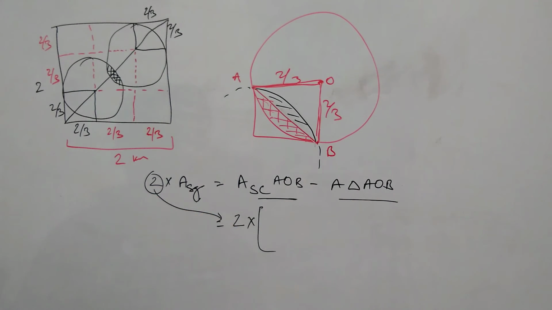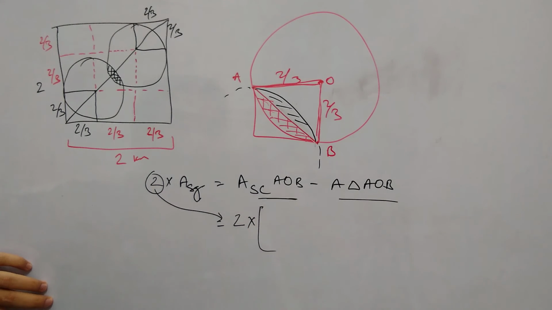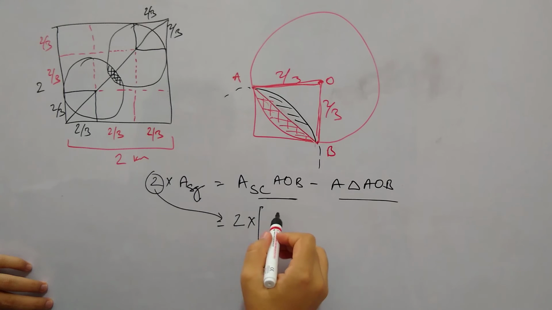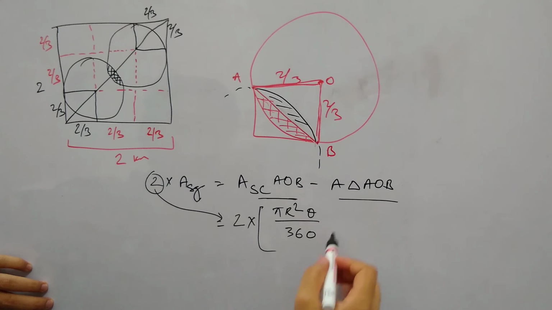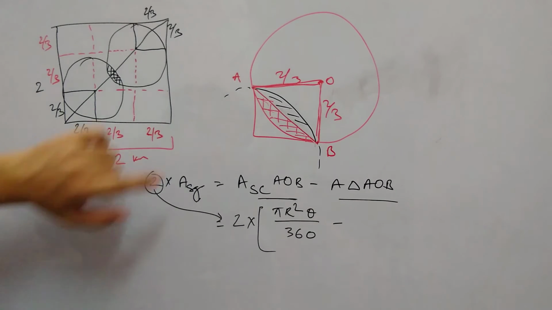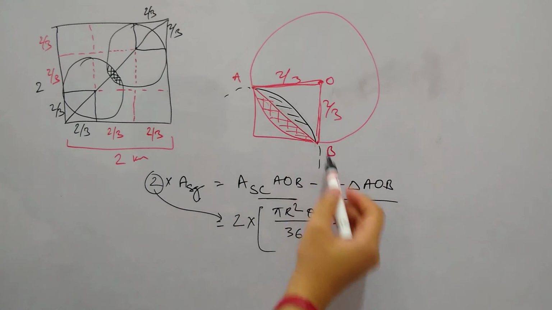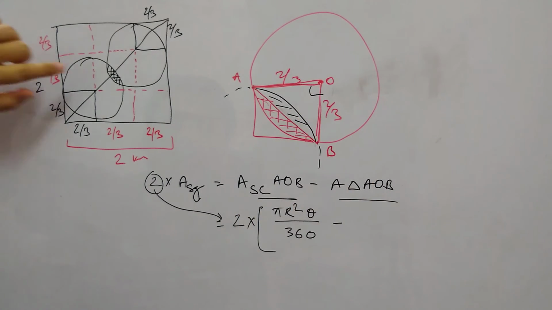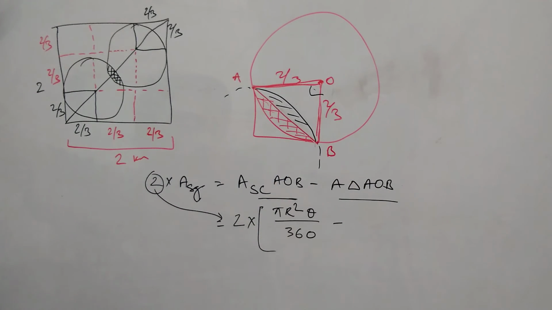2 into the area of the sector. There is a direct formula to find the area of a sector of the circle, and the formula is pi r square theta by 360, minus the area of triangle AOB. AOB is a right angle triangle, because this is a square, so this will be a right angle triangle. So the area of this triangle will be straightforward, half into base into height. In this case, base and height both are 2 by 3.